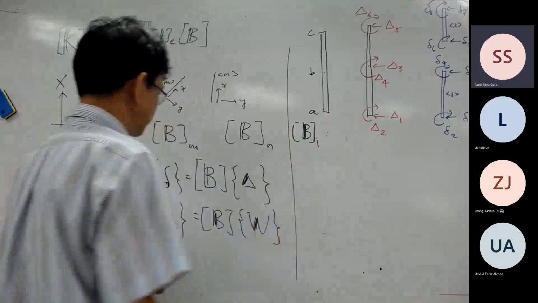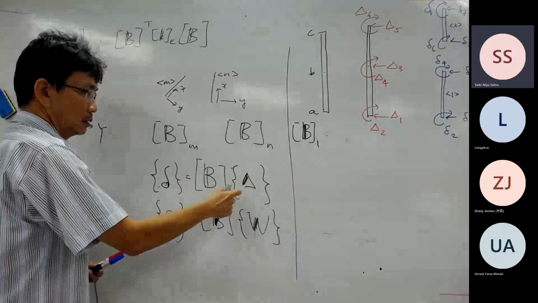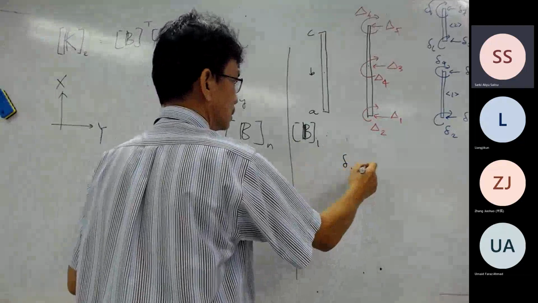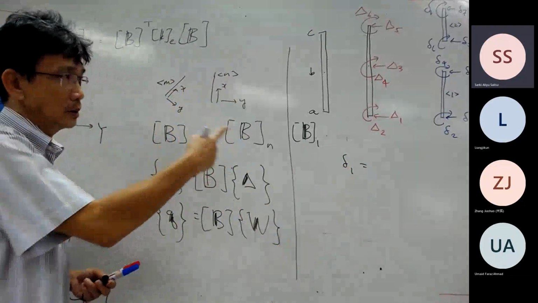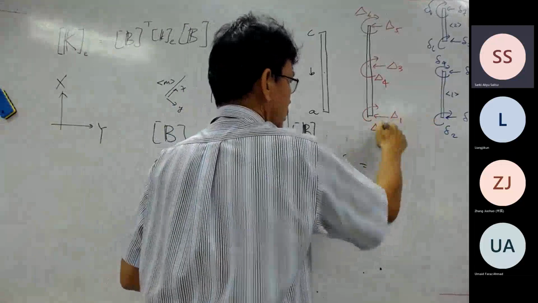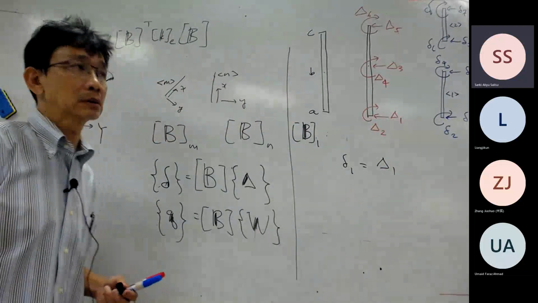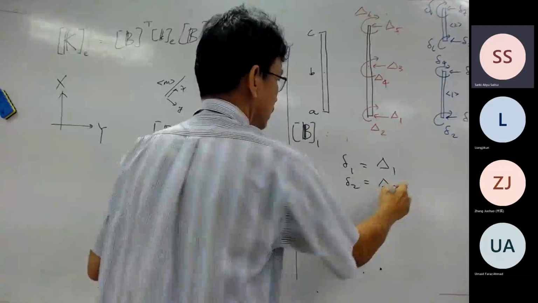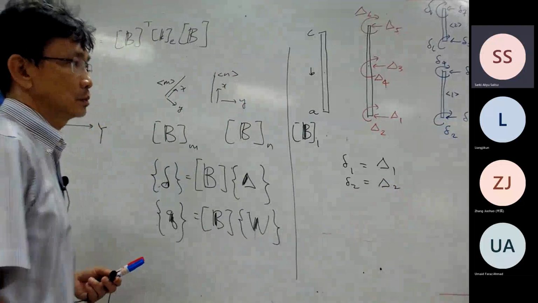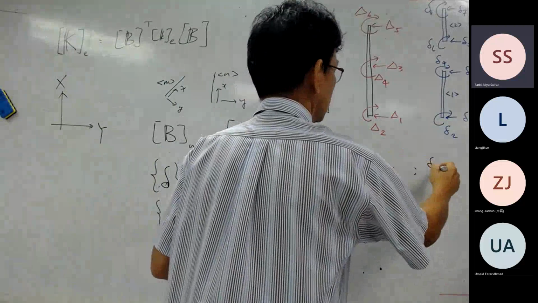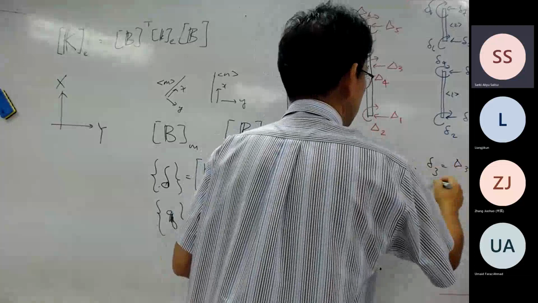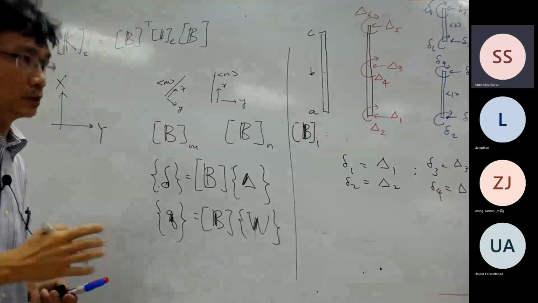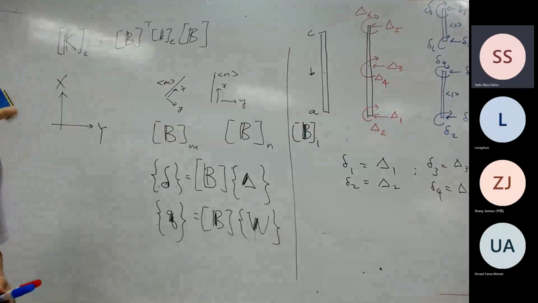So you look at how to relate the global to local. Okay. So delta 1, you look at for element 1 is actually at the same nodes here, is equal to delta 1. And then delta 2 equal to delta 2. Then the other end, delta 3 equal to delta 3, delta 4 equal to delta 4. This for this example. Okay.